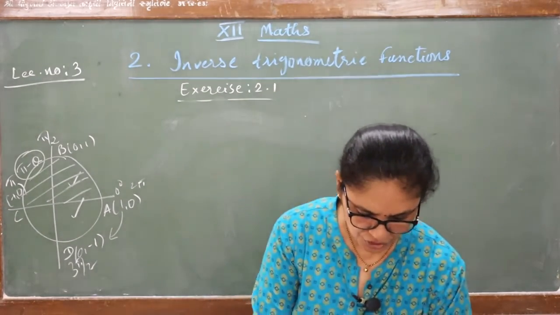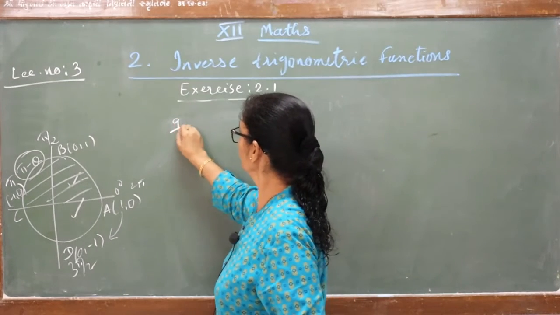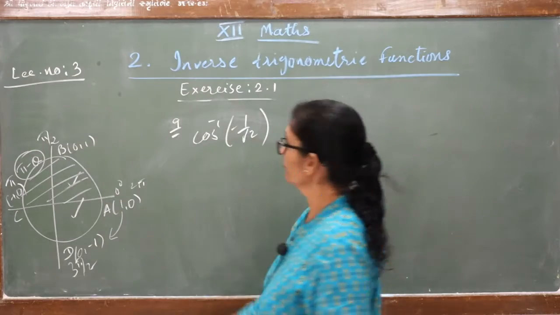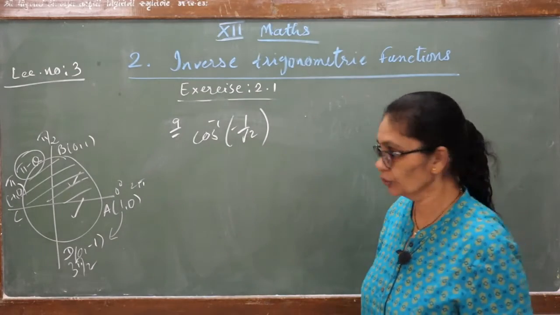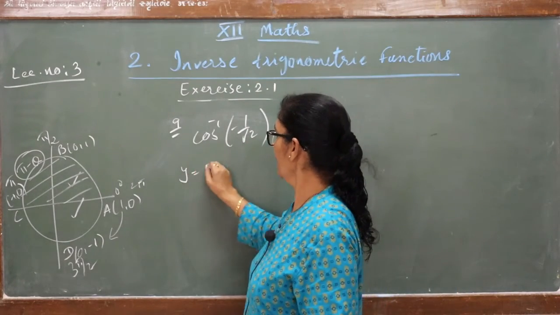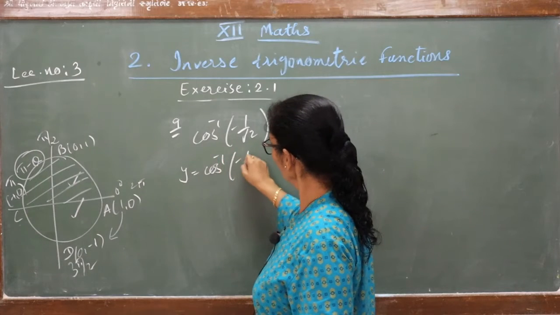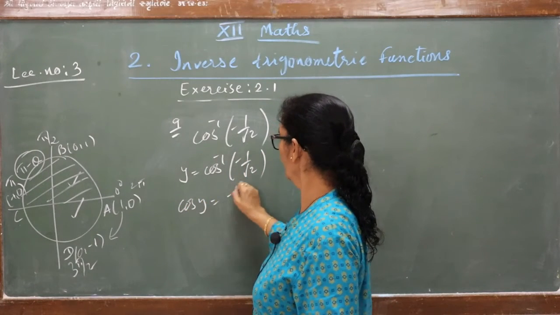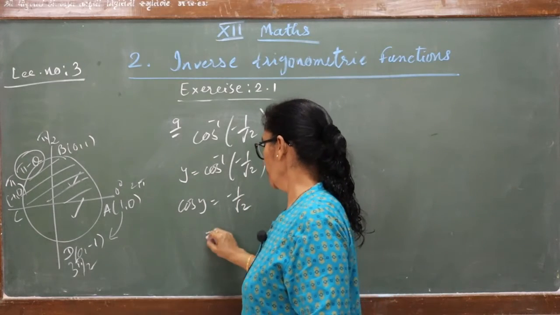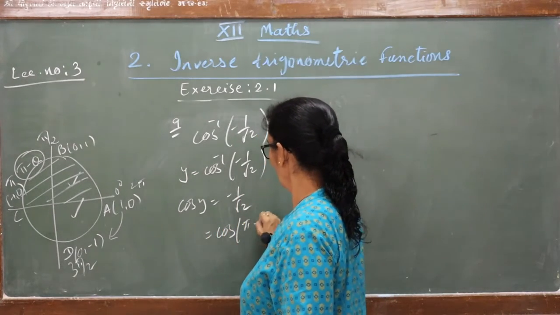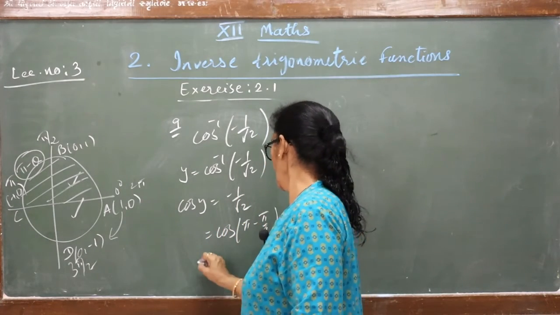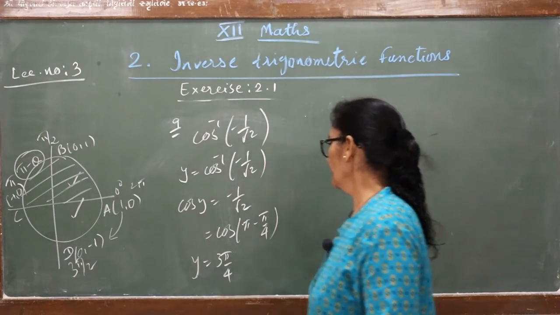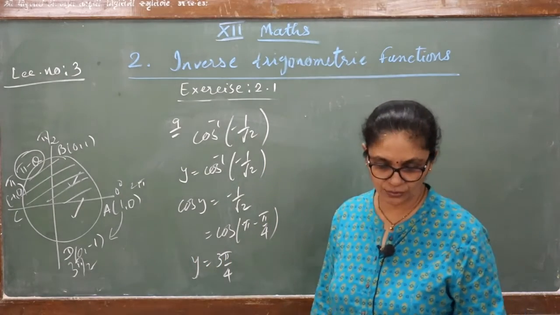Okay, in 9th question, cos inverse minus 1 by root 2 is given. You already know 1 by root 2 is for which trigonometric term? Pi by 4, for cos also, for sin also. So we can write cos y equal to minus 1 by root 2. You can write cos means pi minus pi by 4. So here your principal value will be 3 pi by 4, because pi minus pi by 4 is 3 pi by 4.